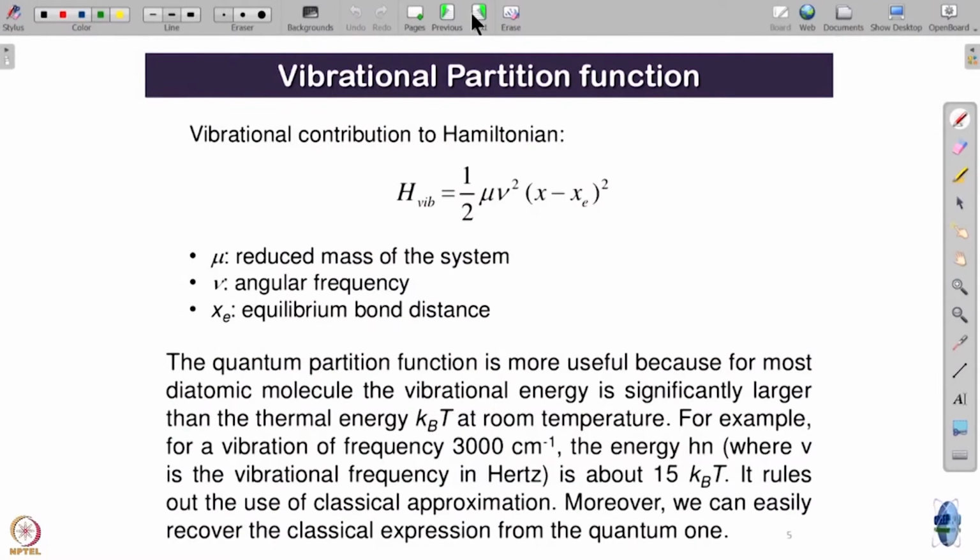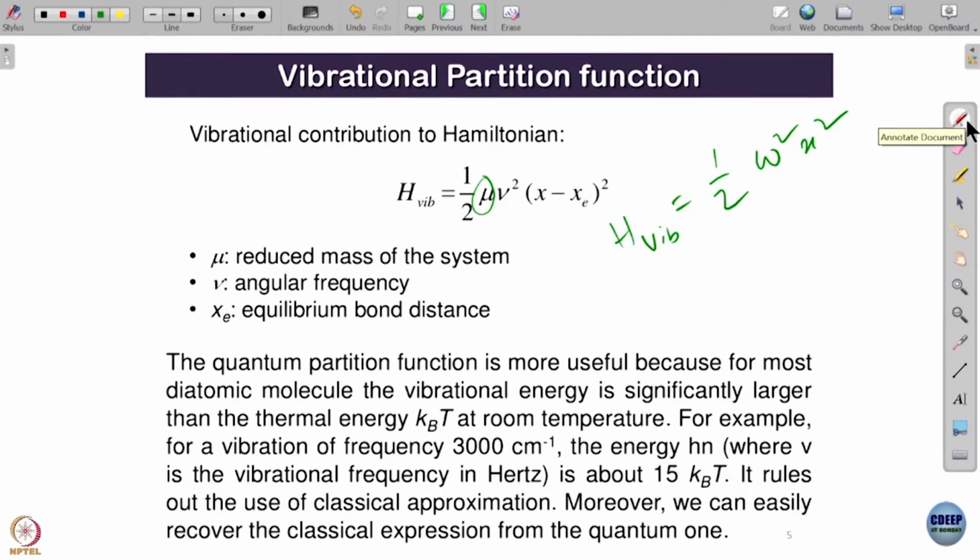Okay. So, now we start. We can write the vibration Hamiltonian. Before we go to the partition function, we need the Hamiltonian, and then we need the energy levels. So, vibration is half mu v squared. You can write it many ways. We write half mu omega squared x squared. That is my favorite vibration Hamiltonian, half mu omega squared x squared.